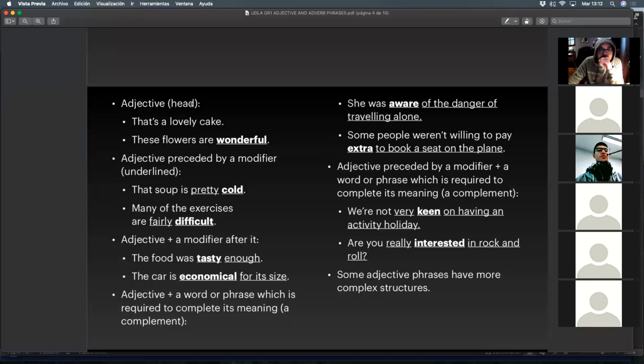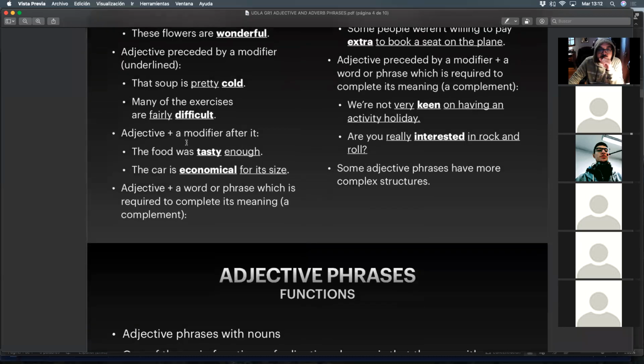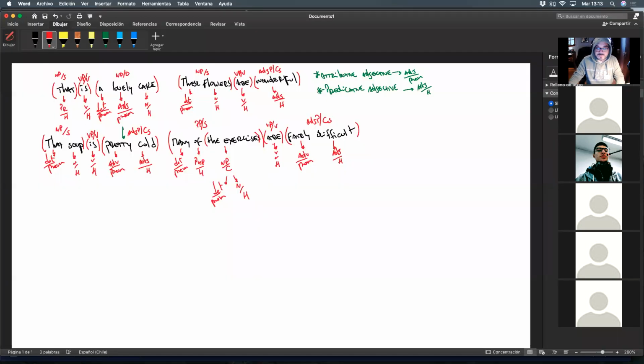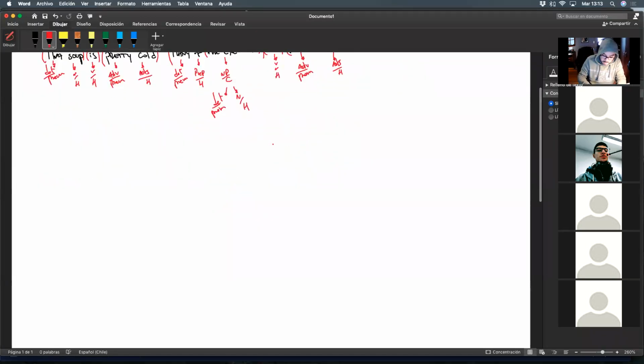Okay, we have seen adjective as head, adjective as modifier, and adjective plus a modifier after it. Oh, how interesting. The food was tasty enough. Okay, I'm going to look for the verbs all over again. Verb head. This is the verb phrase, verbal. Who was tasty enough? The food. So this is the subject. I'm going to replace it by a pronoun. It was. Yeah, so it's a noun phrase.